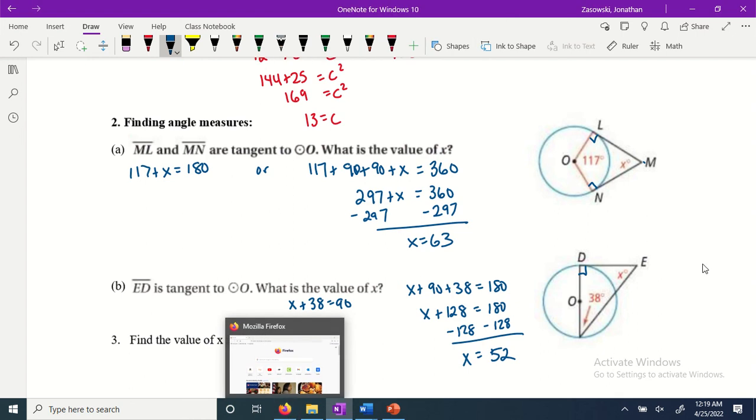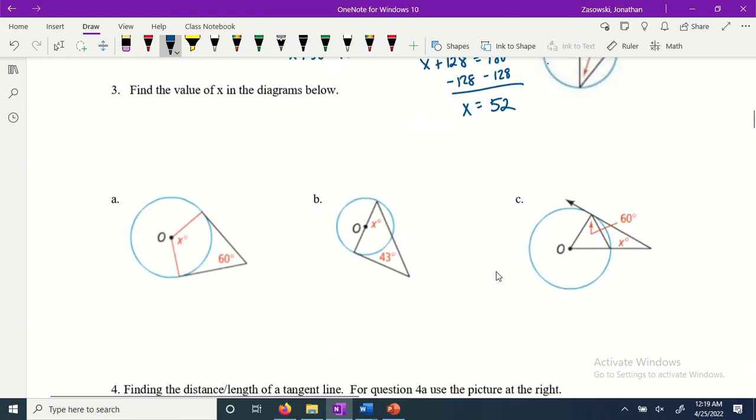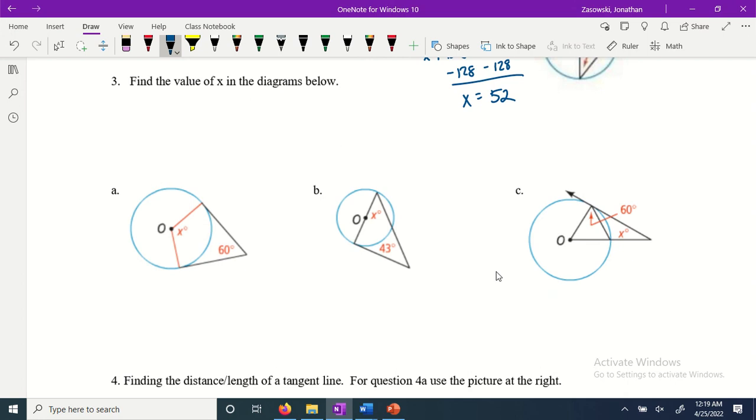All right, for number 3, we want to find the value of x in the diagrams. All right, let's try these ones. Let's see if you can go on your own, and we'll check those in a minute.